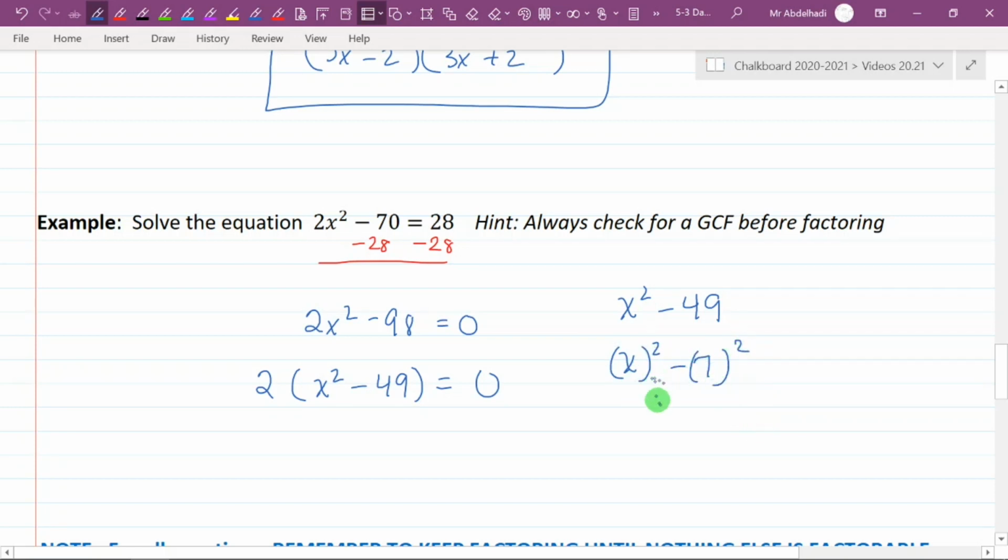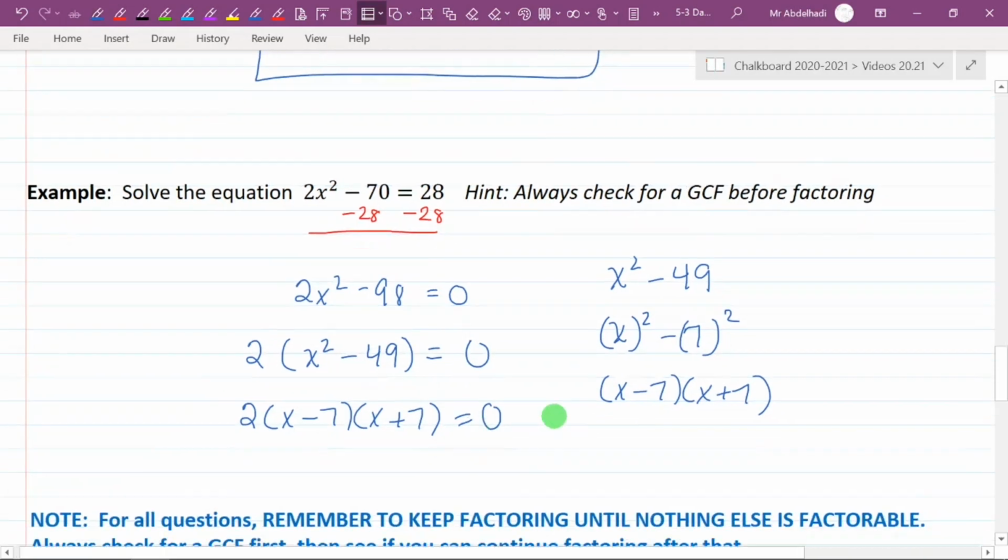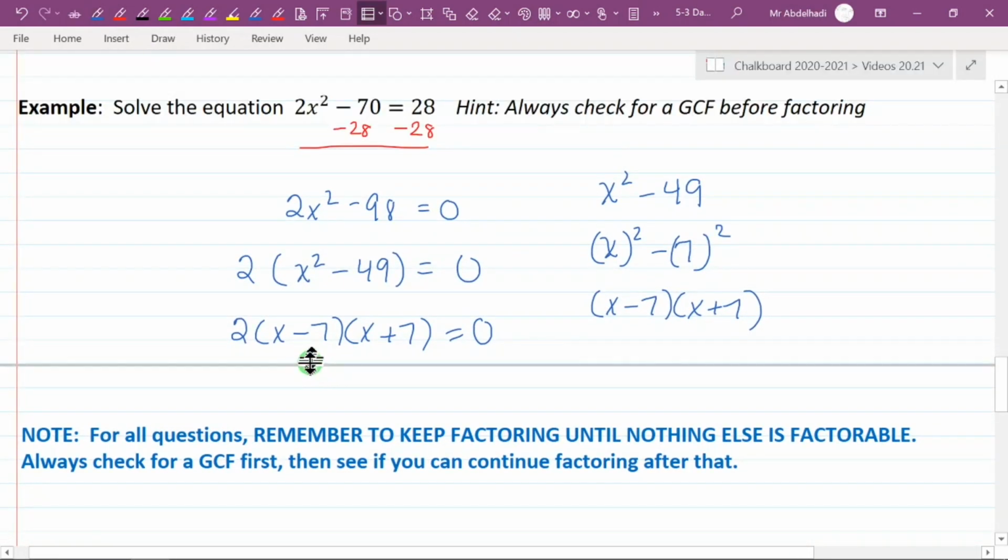So how do you factor that? Simple. It's x minus 7, x plus 7, or x plus 7, x minus 7. It doesn't really matter what order you write them in. So that means that is going to be the factorization of that. So 2 times x minus 7, x plus 7 equals 0. The fact that there's an equal sign there means you have to solve. You have to actually keep going now.